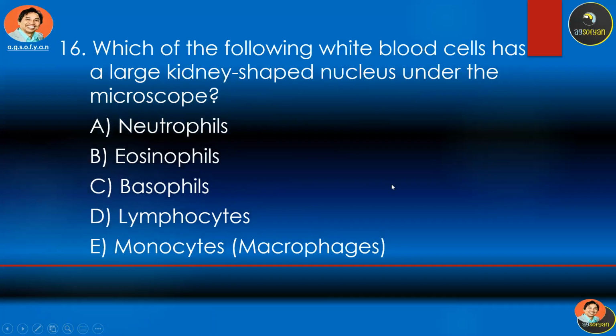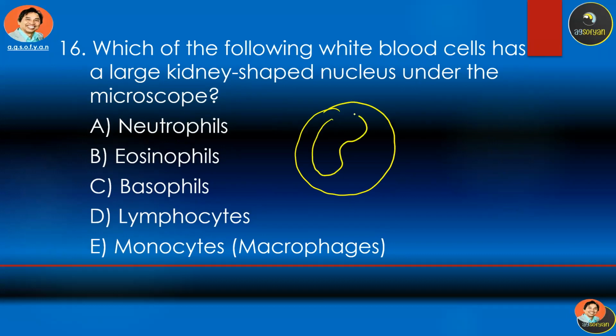Which of the following white blood cells has a large kidney-shaped nucleus under the microscope? A, B, C, D, or E? Choose your answer. Okay, so if you look at the picture under the microscope, the one that has a kidney-shaped nucleus is the monocyte. Okay, so monocyte has a kidney-shaped nucleus.